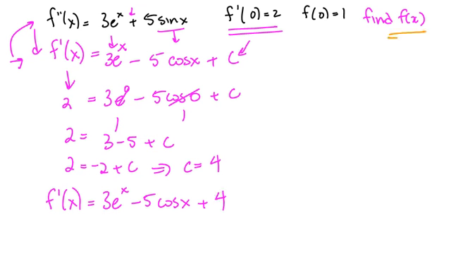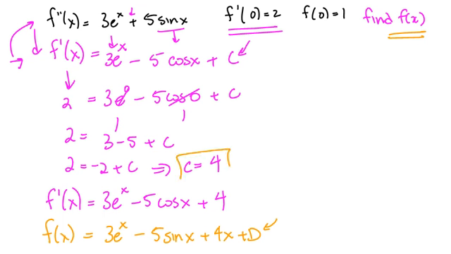But it wants me to find the function, so I've got to go one more time, the same process. So taking the antiderivative of the first piece is easy. Second one is 5 sine x, because the derivative of sine is cos, plus 4x plus d. Notice I've taken d, I'm using a completely different label for that constant because I don't want it to be confused with this. So you want to make sure you use different constant letters here.